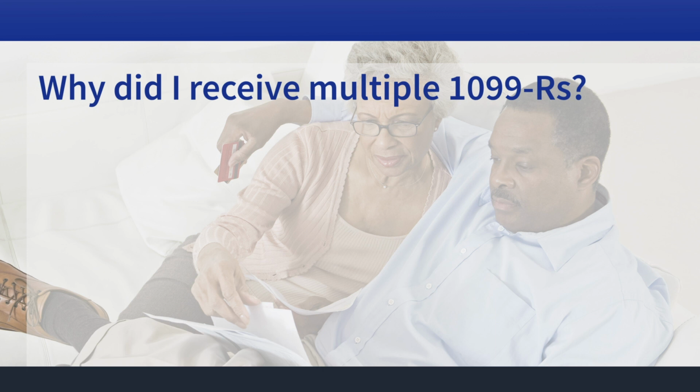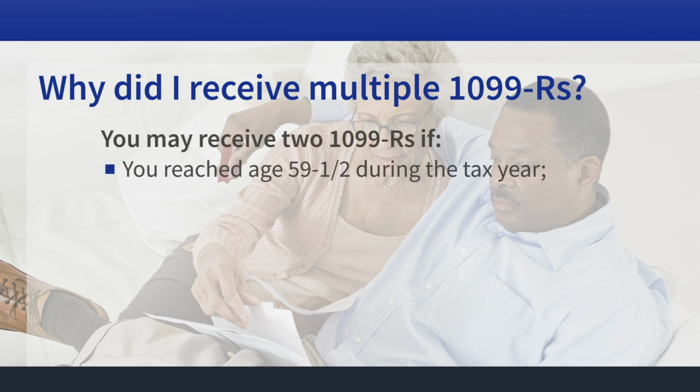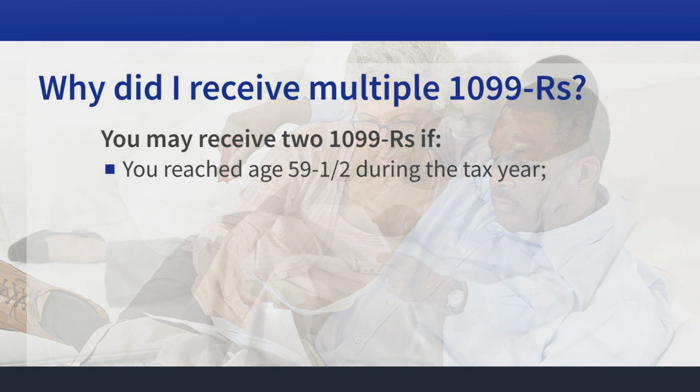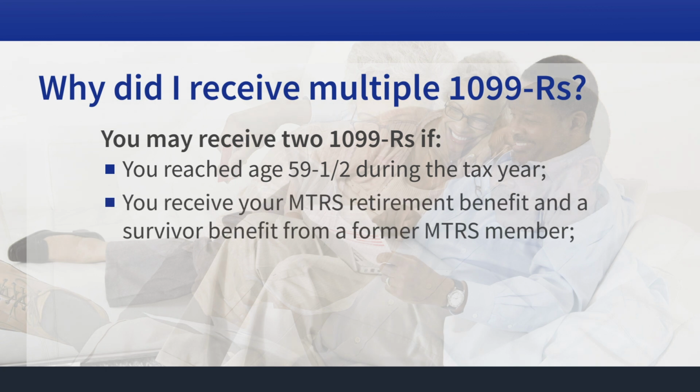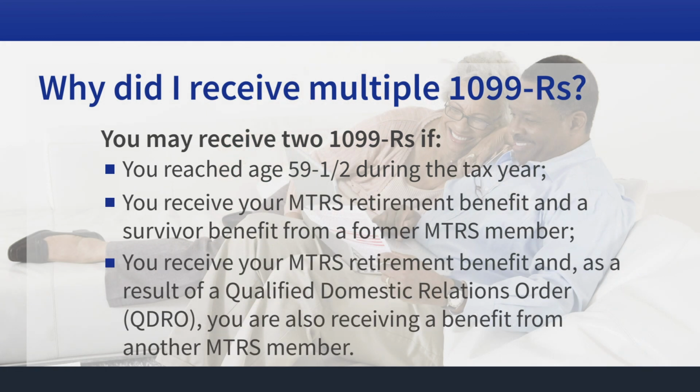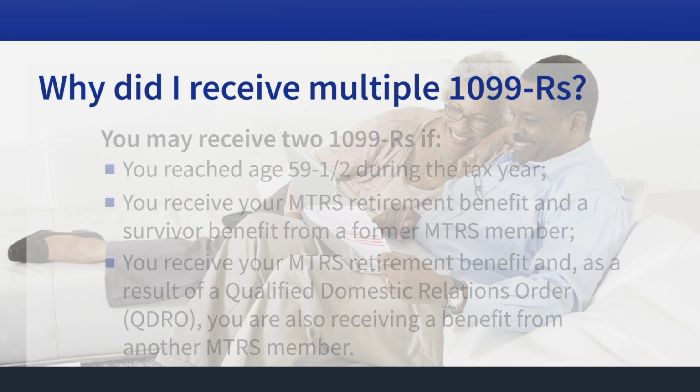Did you receive multiple 1099-Rs? There are many valid scenarios which could result in you receiving two 1099-Rs. A common scenario is if you reach the age of 59.5 during the previous calendar year. Two other common scenarios are if you are receiving your own benefit and another benefit from another member, either a survivor benefit from a former member or a benefit from another member as awarded under a qualified domestic relations order. In both of these instances, you would receive two 1099-Rs, one for each benefit you are receiving.